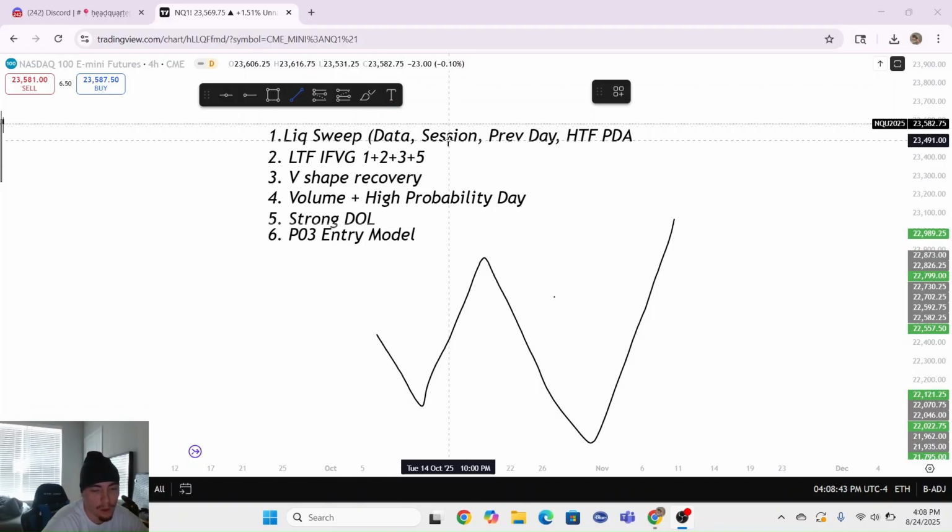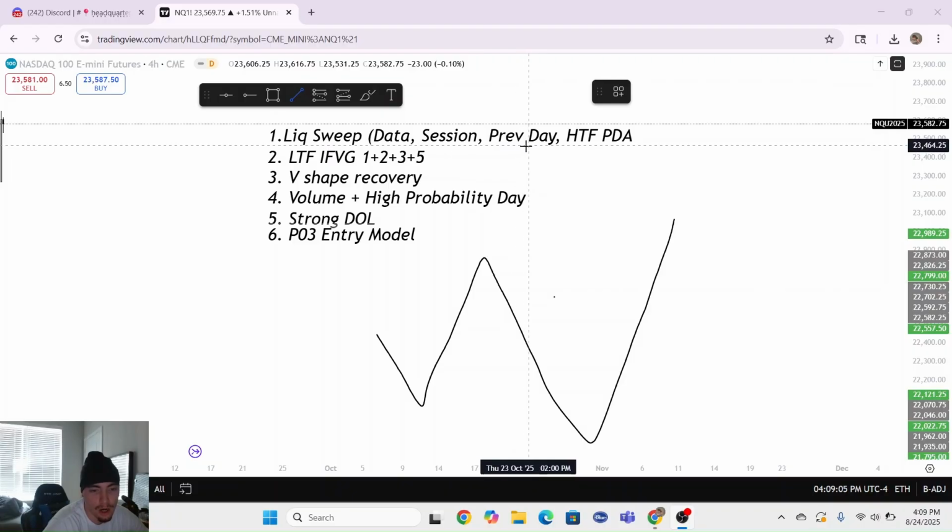Next, session. What is session? London session, Asia session. We mark out the liquidity for London and Asia session. We wait for a liquidity sweep of either a high or low from the session. So whatever London high was, whatever London low was, those are prime liquidity levels where you're going to be waiting to get swept out.